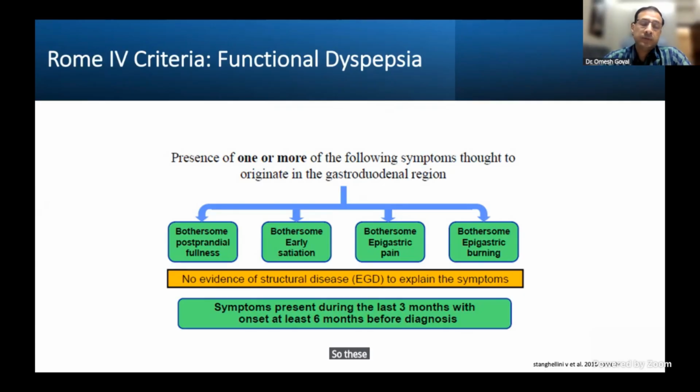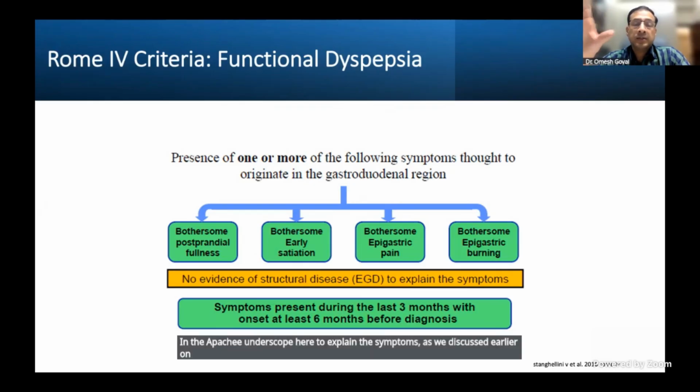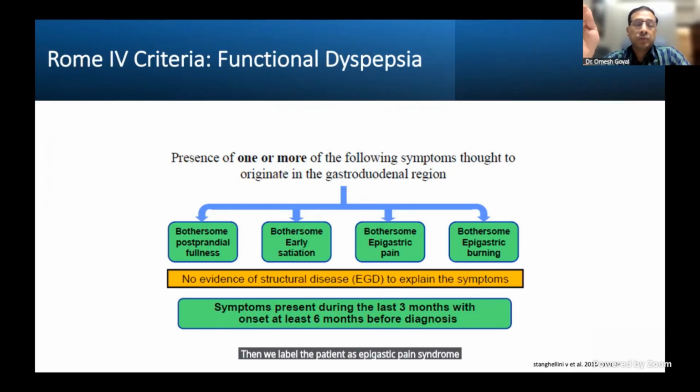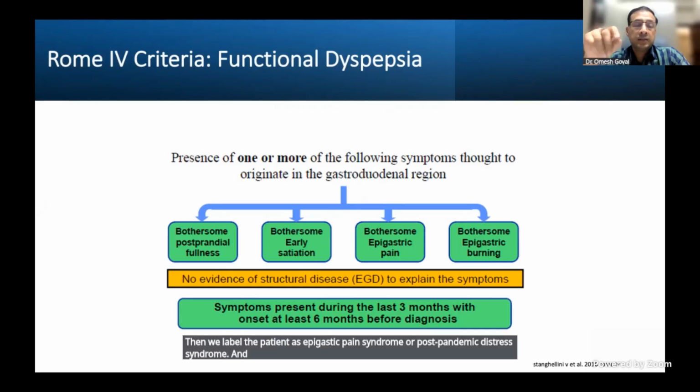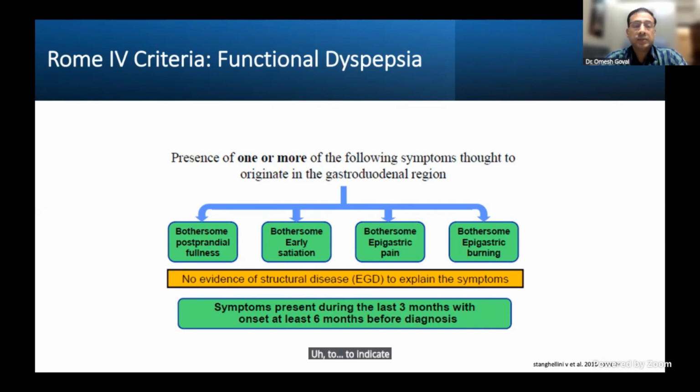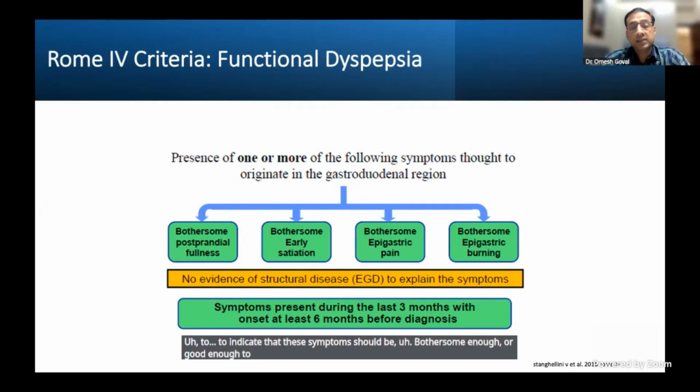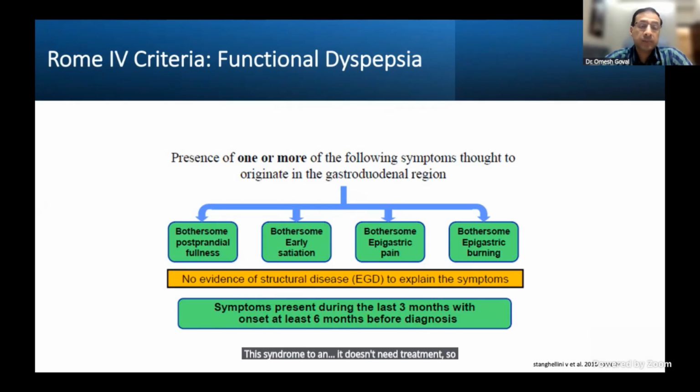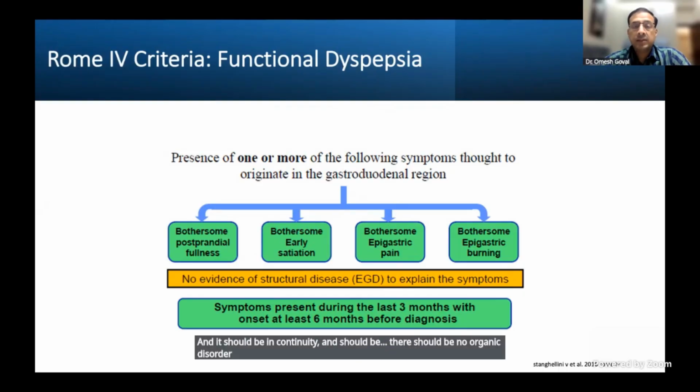So if the patient fulfills these criteria, and there is no structural evidence in the upper GI endoscopy to explain the symptoms, as we discussed earlier on, then we label the patient as epigastric pain syndrome or postprandial distress syndrome. And to note, the term bothersome was added in Rome 4 to indicate that these symptoms should be bothersome enough to disturb the patient's daily life. It's not that mild pain or mild burning should be labeled as this syndrome and it doesn't need treatment. So these symptoms should be bothersome enough, should be continuous, and there should be no organic disorder. And then we label these as functional dyspepsia.